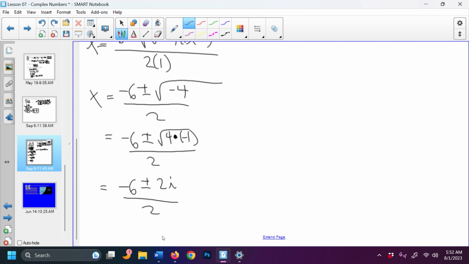Now, I can reduce this particular fraction because if you look, I have 1, 2, 3 terms there. Each of the 3 values can be reduced by a factor of 2. And so my final answer: negative 6 divided by 2 is negative 3, plus or minus 2i divided by 2 is just i, and then 2 divided by 2 is 1, and we wouldn't put anything over 1 in our final answer. So this ends up being our final answer, and that is all we have for today, folks.